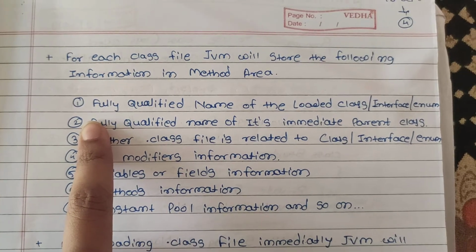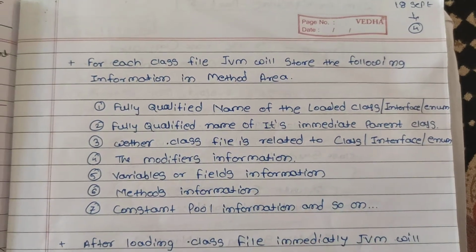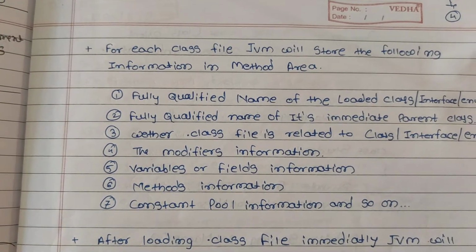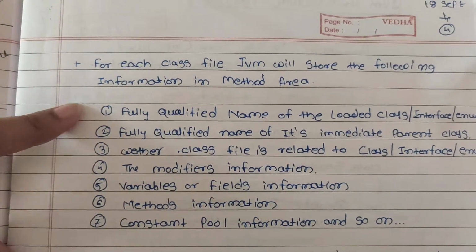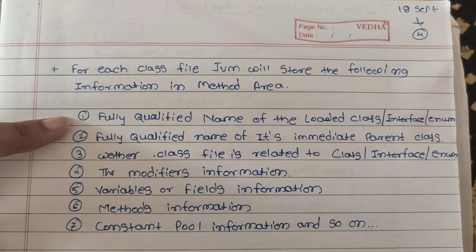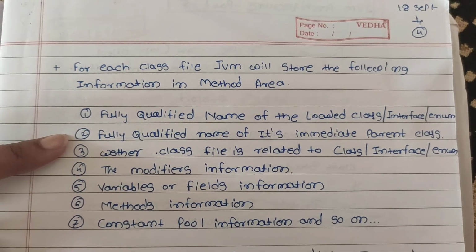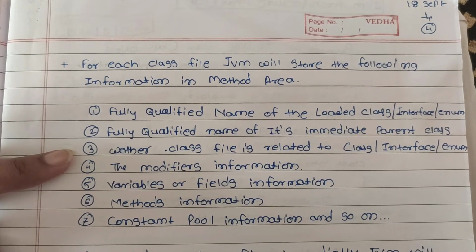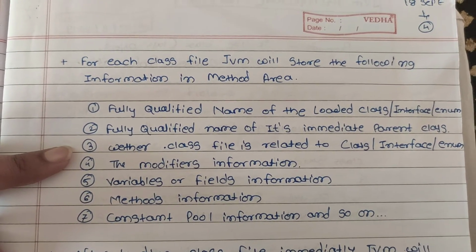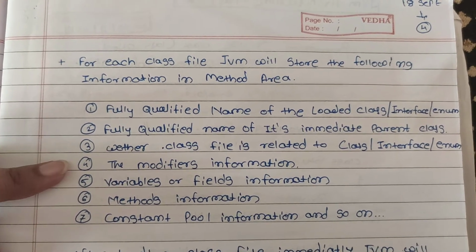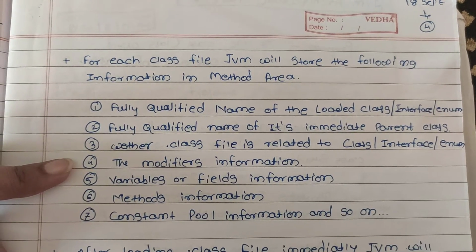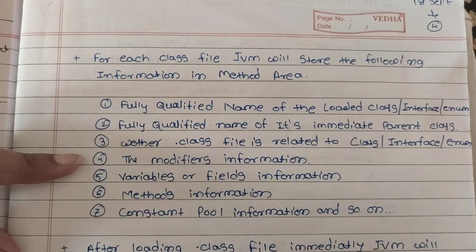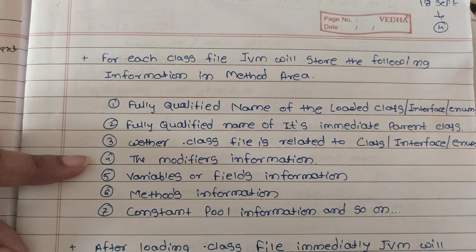Fully qualified name of the loaded class. All the class related information will be stored by the class loader subsystem, and those are the fully qualified name of the loaded class or an interface or enum. Fully qualified name of its immediate parent class. After that, whether the .class file is related to a class or interface or enum, it will also get stored there. The modifiers information, like is it public, private or protected, what is actually its modifier, that also gets stored.